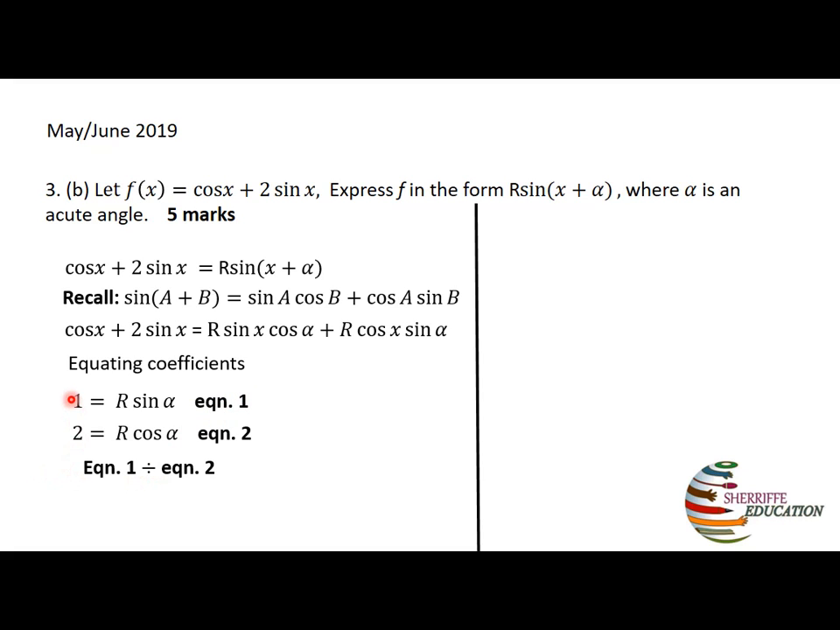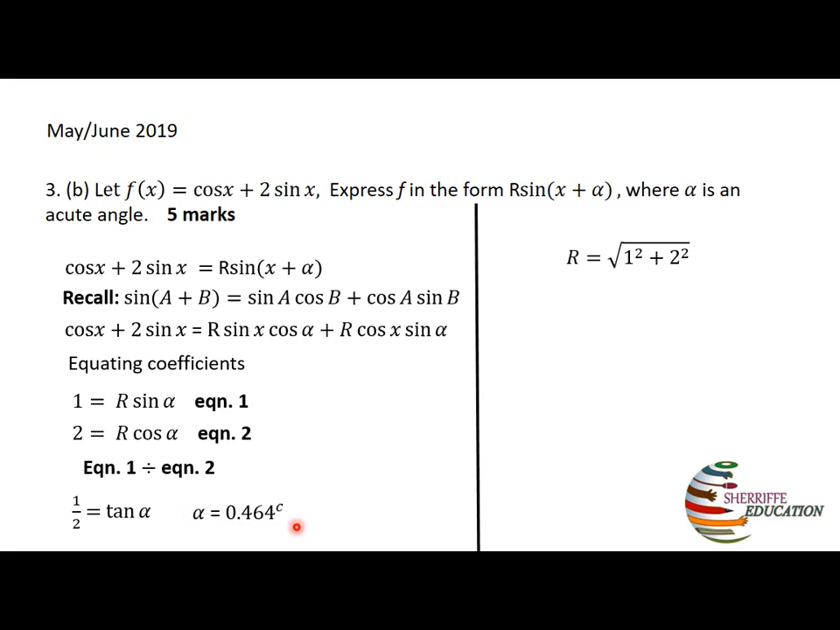Now, 1 divided by 2 is a half. And r sine alpha over r cos alpha, you see that the r's will cancel. And sine alpha divided by cos alpha is just tan alpha. So that gives us a half is equal to tan alpha. And of course, we can solve for alpha and get alpha to be 0.464 radians.